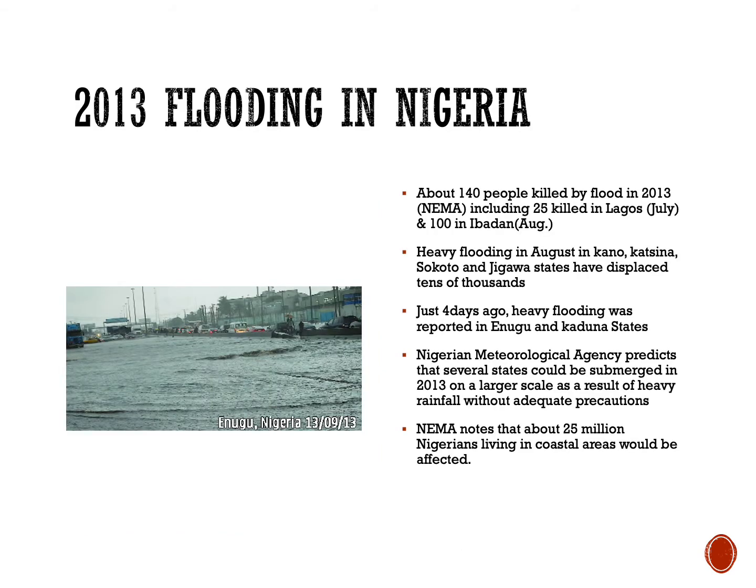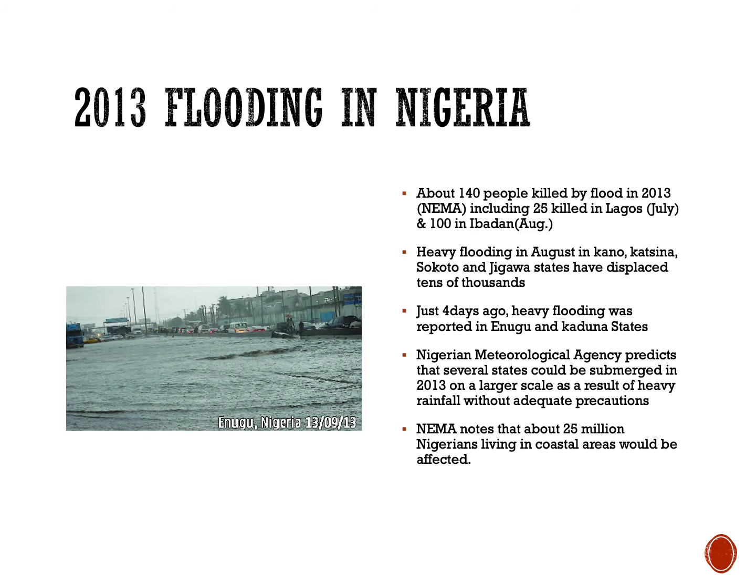So let's now narrow down to the 2013 flooding in Nigeria. About 140 people have been killed only in 2013. Remember that it started in 2022 and the total deaths have been up to 363, but only in 2013 we have 140 persons killed, including 25 in Lagos State and 100 in Ibadan. There has also been heavy flooding in Kano, Katsina, Jigawa, and Sokoto up north, and then in Enugu and Kaduna State just a few days ago, in October 2013, flooding was reported.